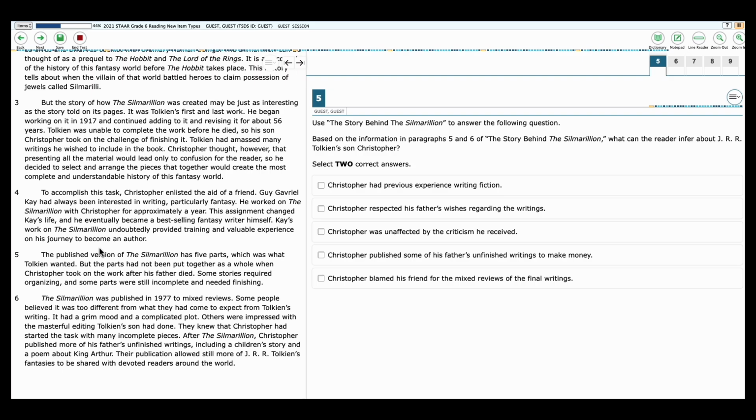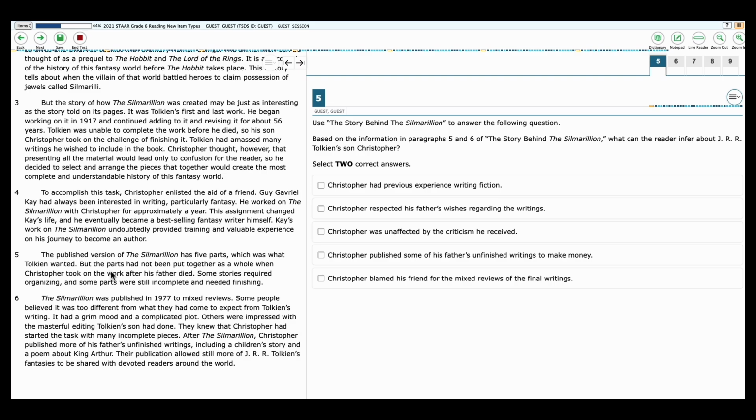To accomplish this task, Christopher enlisted the aid of a friend. Guy Garville Kay had always been interested in writing, particularly fantasy. He worked on the Silmarillion with Christopher for approximately a year. This assignment changed Kay's life, and he eventually became a best-selling fantasy writer himself. Kay's work on the Silmarillion undoubtedly provided training and valuable experience on his journey to becoming an author.